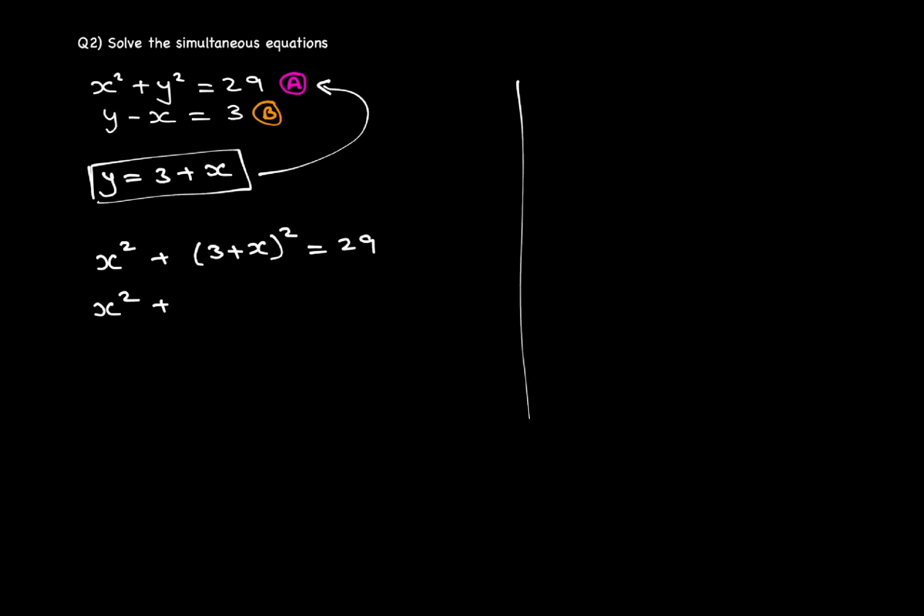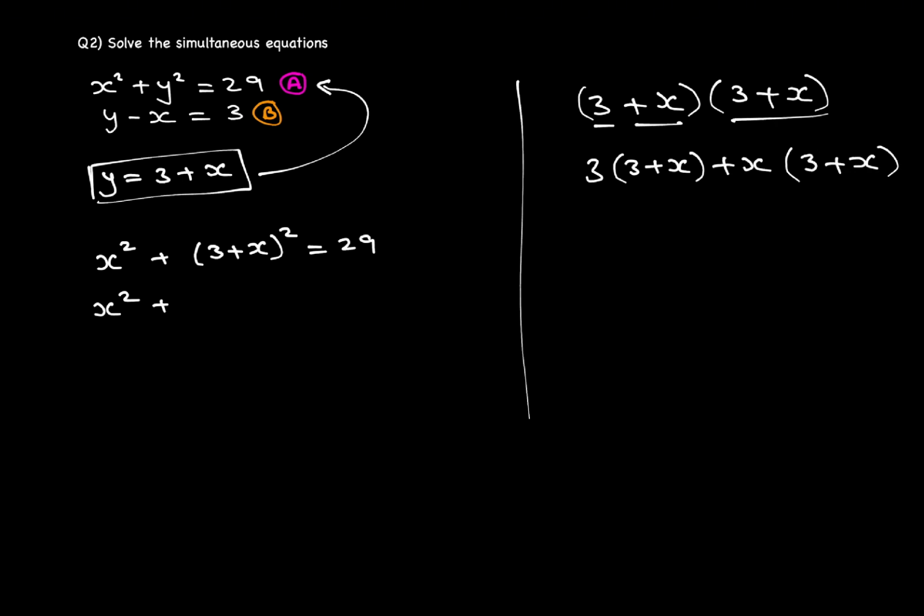So if I do a bit of rough working out here, (3 + x)² is 3 + x multiplied by itself. So if I take 3 times the second bracket, and then positive x times the second bracket, I end up with 9 + 3x + 3x + x². Tidy that up: 9 + 6x + x².